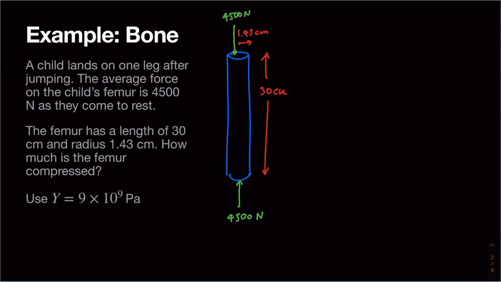And we're going to assume that it acts uniformly over this cross-sectional area A here. So if we want to know how much the femur is compressed, then what we're really trying to find is the strain. So we want to find the strain, which is that compression divided by the overall length.